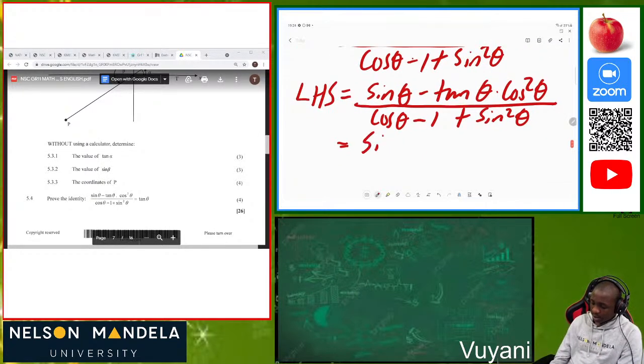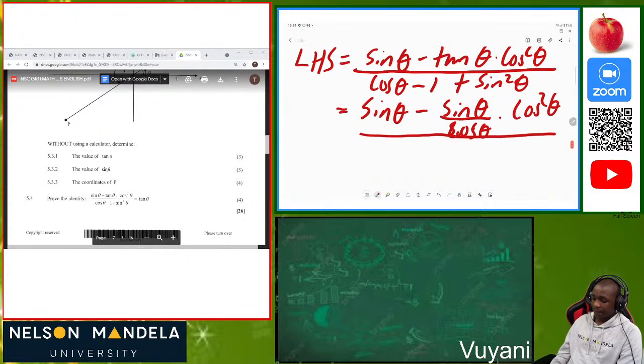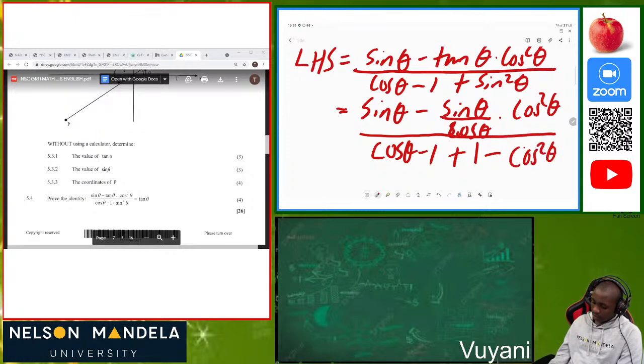Come on, let's go. Sine of theta minus, we know that tan theta is the same as sine theta over cos theta, times cos squared of theta. Then we still have cos theta minus 1 plus, and we know that sine squared of theta is the same as 1 minus cos squared of theta. So we change this. Let me just put them in brackets. We change these two because this is an identity, and tan theta as well is also our identity. So now let's go.